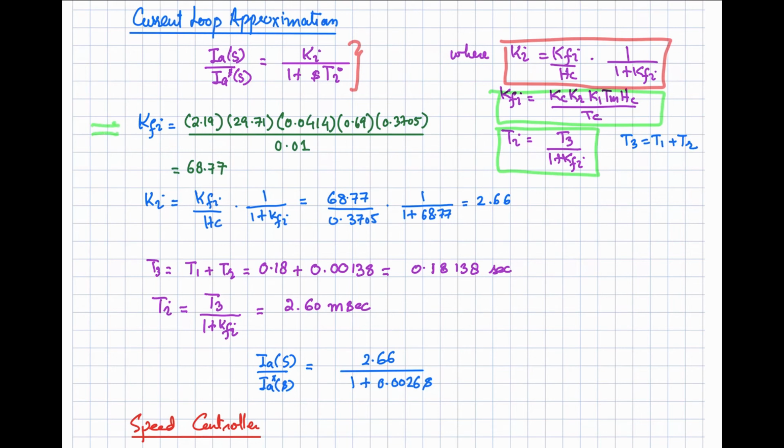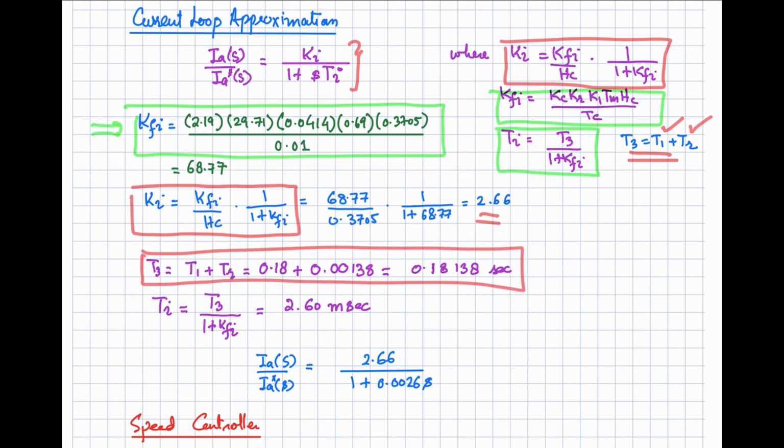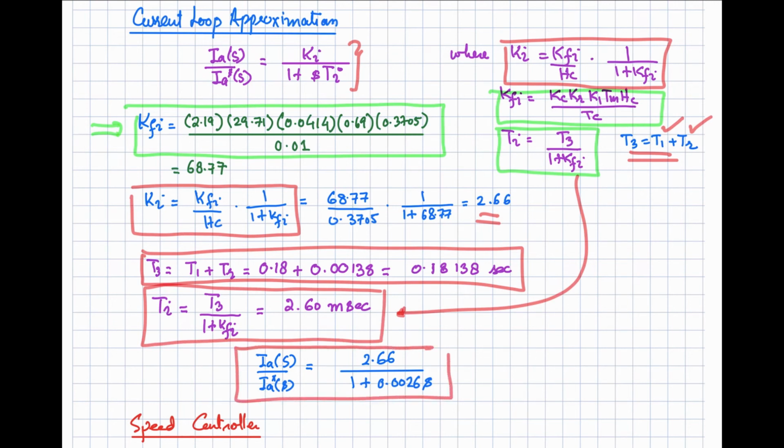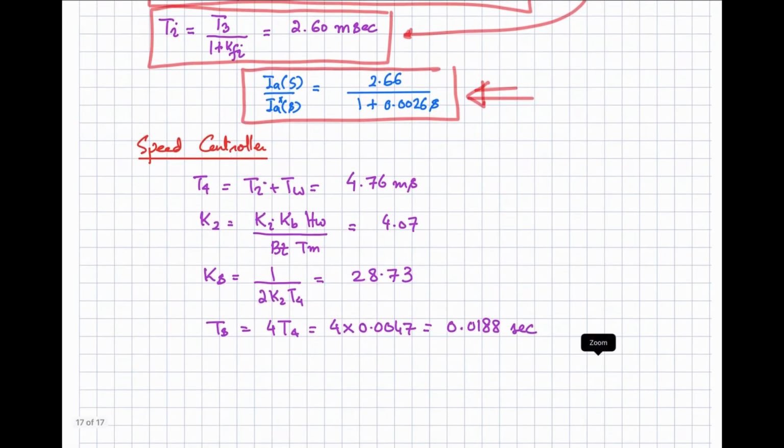First of all, working out the value of Kfi, that is 68.77, and then we can work out the value of Ki, that is 2.66, and then the value of T3, which was considered as the sum of T1 and Tr. So this is the value of this time constant, and then Ti can be worked out from this expression, so that will be equal to 2.60 millisecond. So the current loop will be approximated by this first order transfer function whose gain is 2.66 and whose delay is 0.0026.